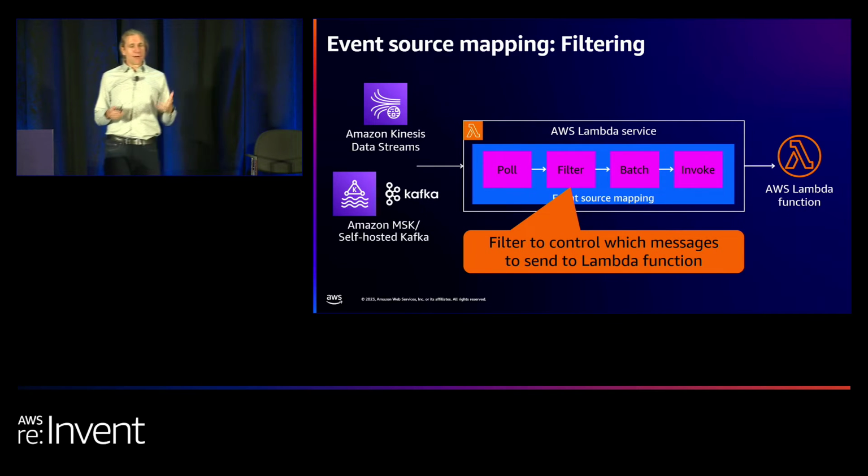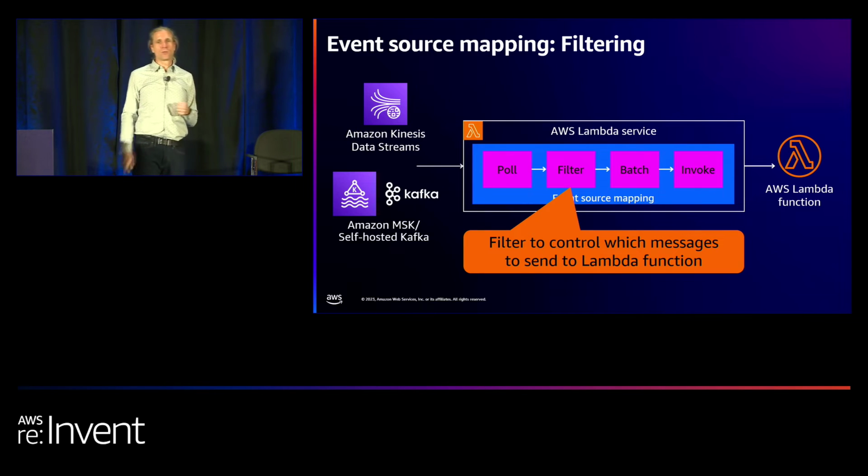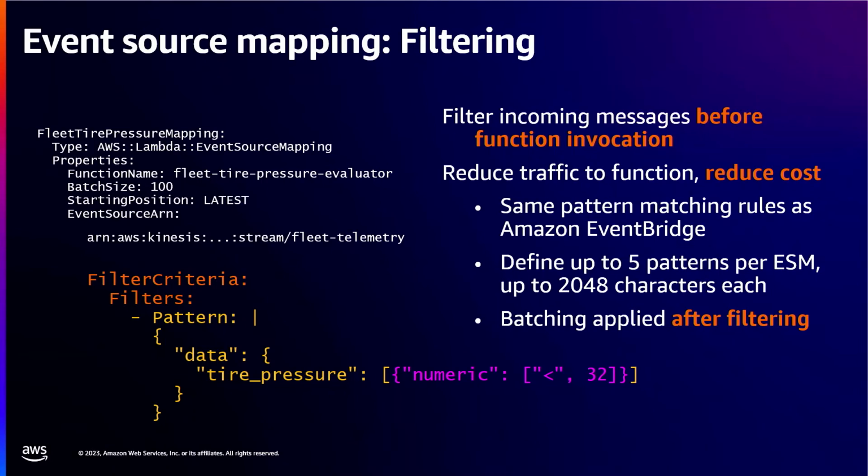So once the poller has the records, it can then optionally filter them. This is super helpful because it allows you to choose which records you want to process, and that filtering happens before invoking the function. It also reduces costs because you only process the records you care about. The records aren't going to go to your Lambda function, where you would then have to dump them.